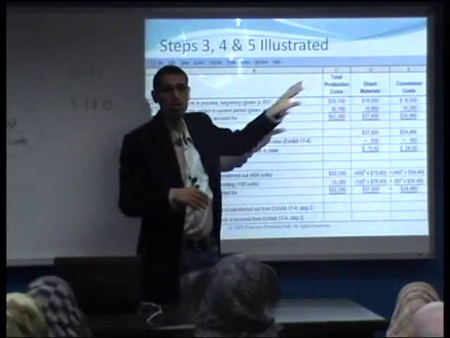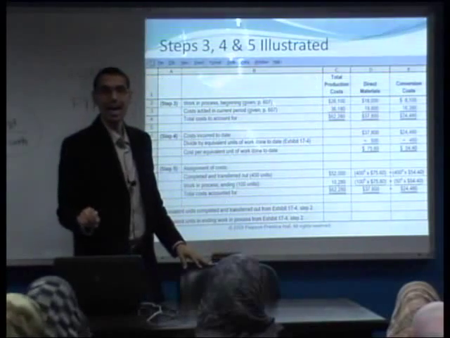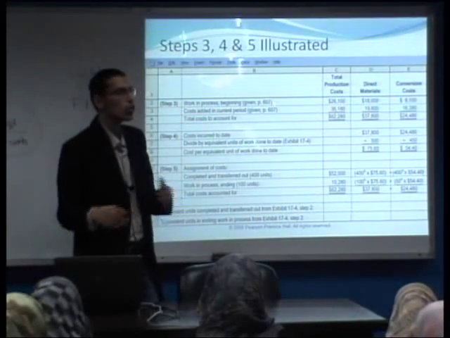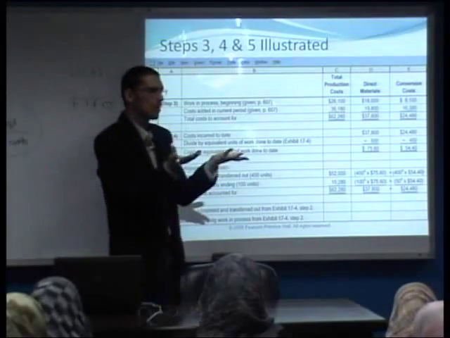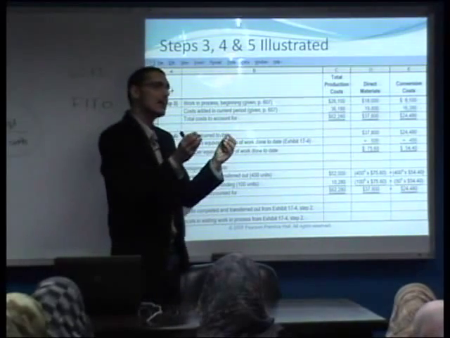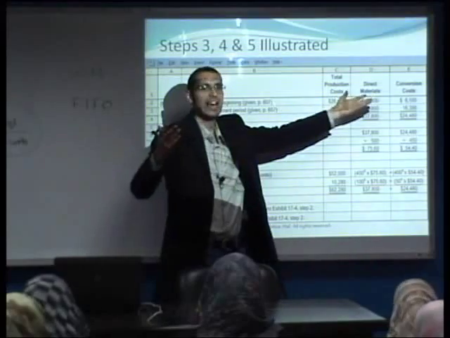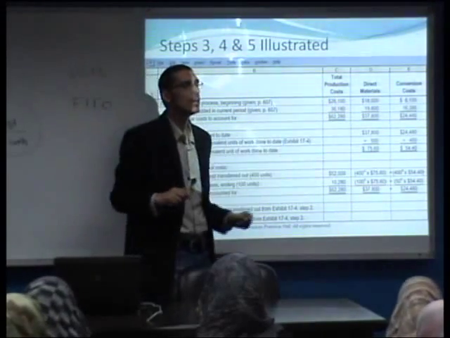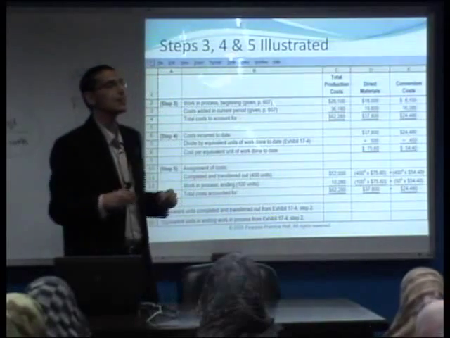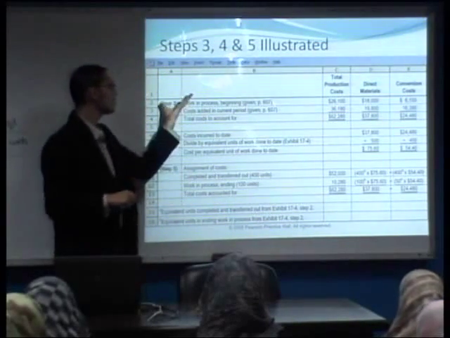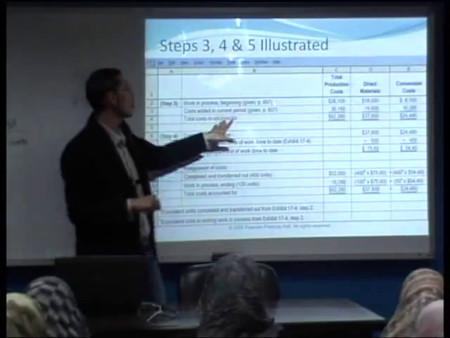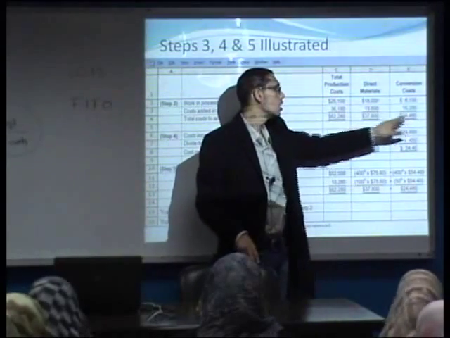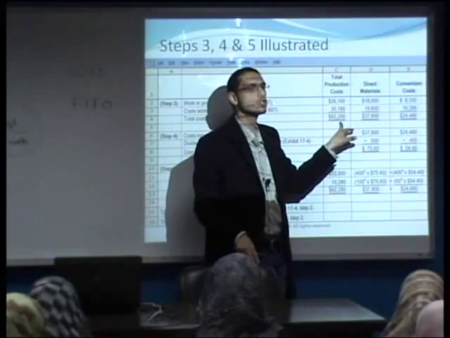Of course, these costs were given to us by the illustration or by the example. We have an accounting information system that accumulates this data. Therefore, we have ledgers and accounts that we can take the data we need from. After step number 3, the adding of these two gives us the total cost to account for.